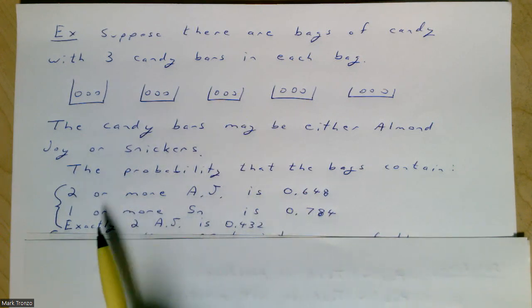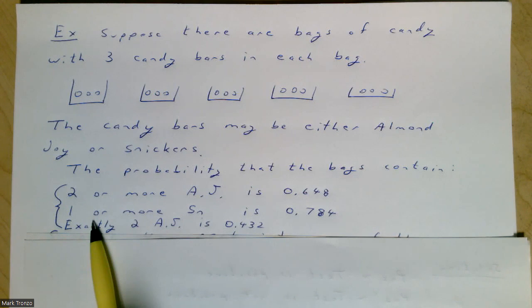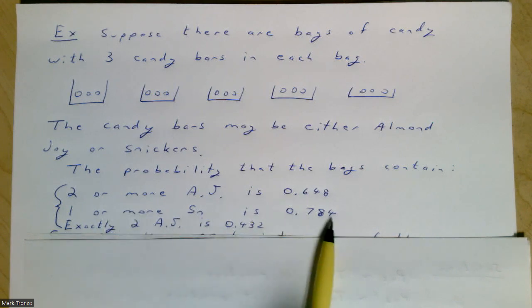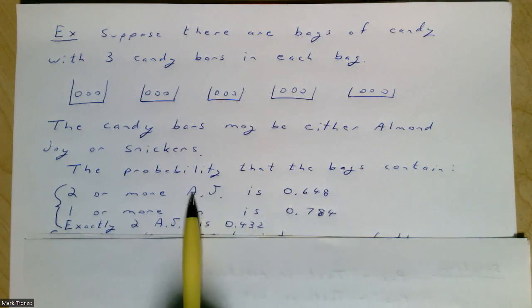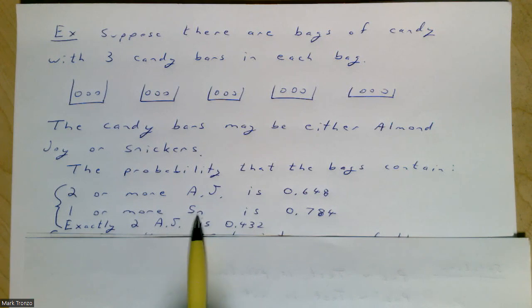And the probability that the bag contains 1 or more Snickers is 0.784. So I called this, of course, Almond Joys AJ and Snickers SN. And the probability that the bag contains exactly 2 Almond Joys is 0.432. So those are probabilities.